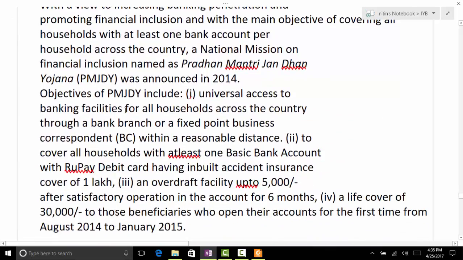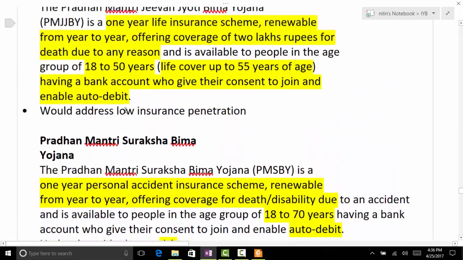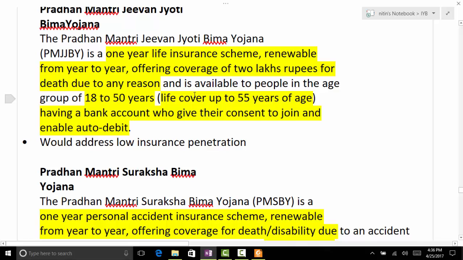Jeevan Jyoti Yojana. Life cover up to 55 years of age. It says that it is a 1 year life insurance scheme, renewable, available to people in the age of 18 to 50 years, and life cover up to 55 years of age.